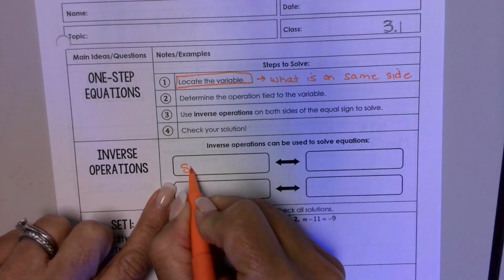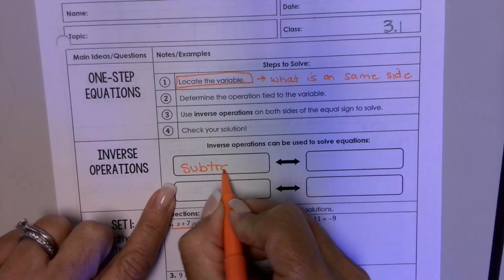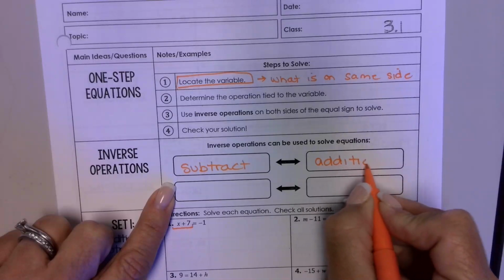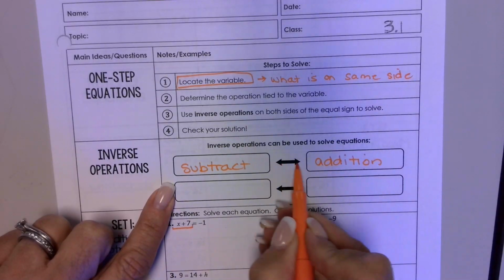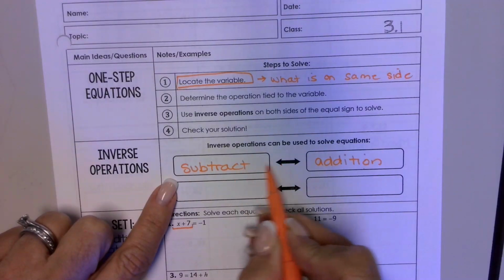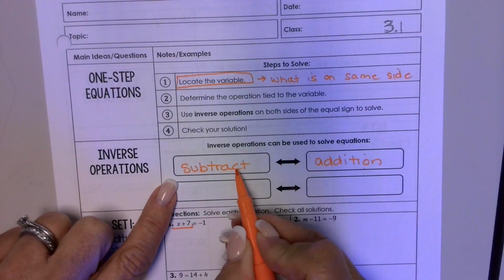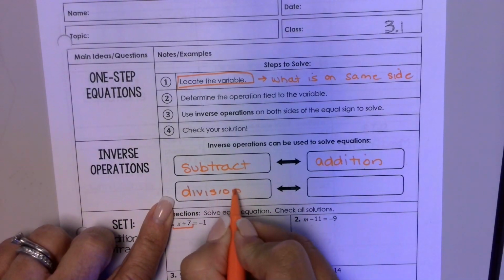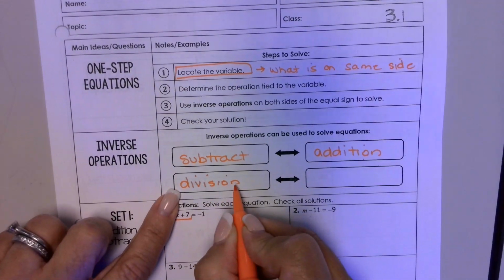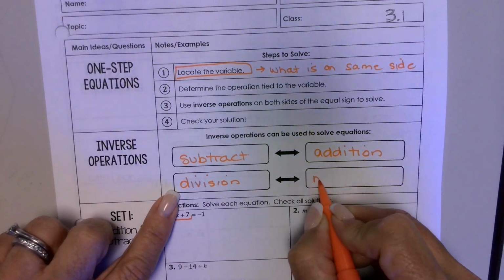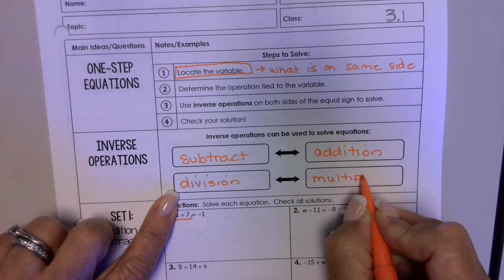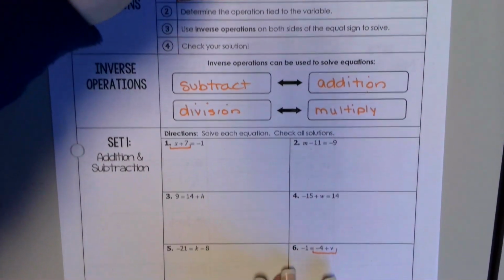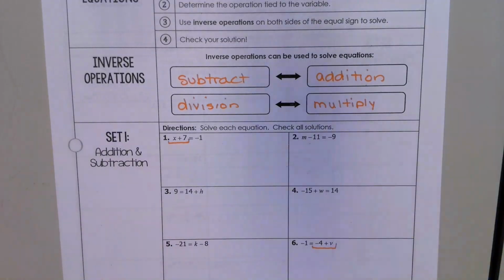So we know if we have subtraction, then the opposite of that is addition. And what you see here is that the arrow goes both ways. So if you have subtraction, you use addition, but if you have addition, you use subtraction. Okay? And then the same thing with division. If I have division, the inverse operation of division is to multiply. Okay, so I know you did this in Math 7, but that's okay because we're going to warm up with this before we get to the harder ones.